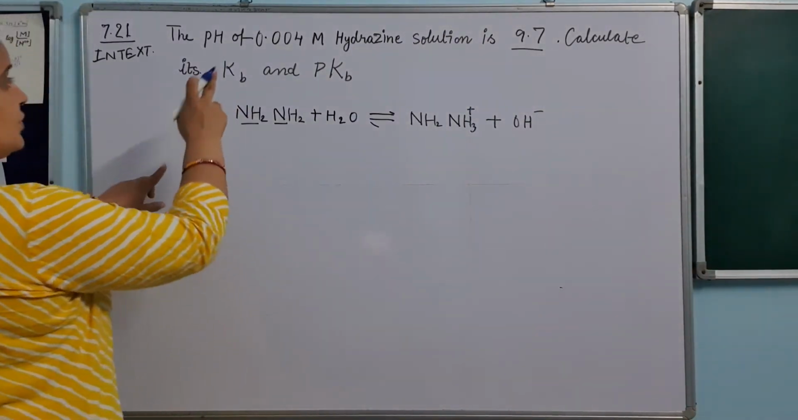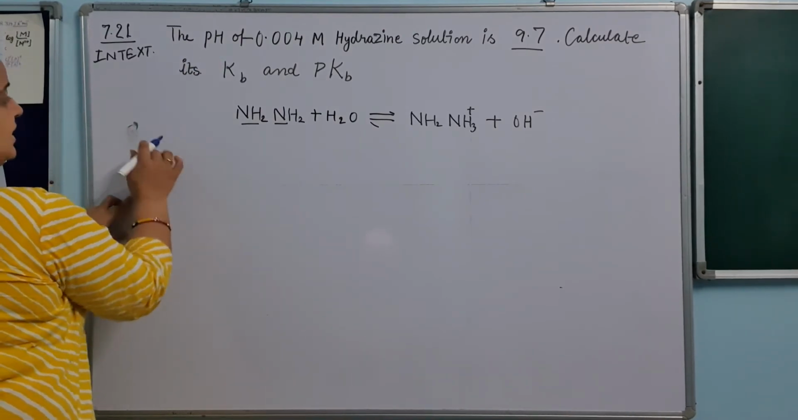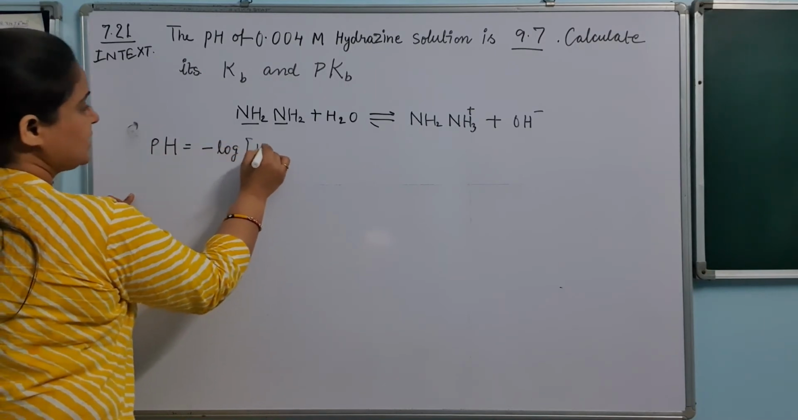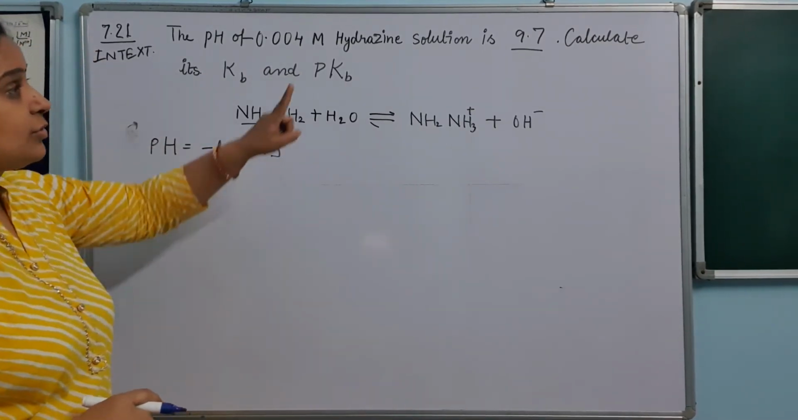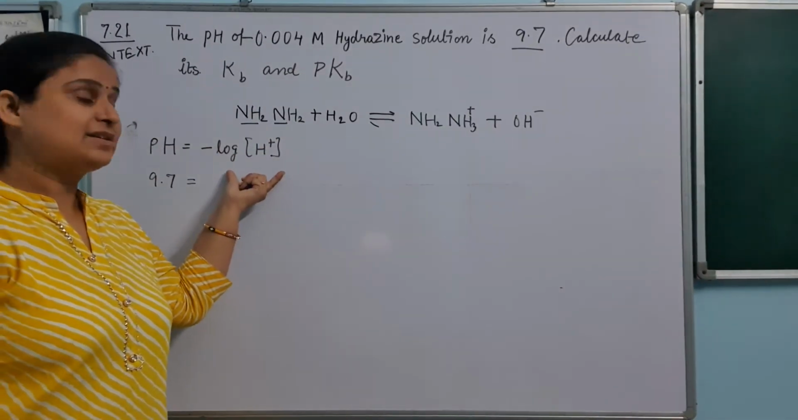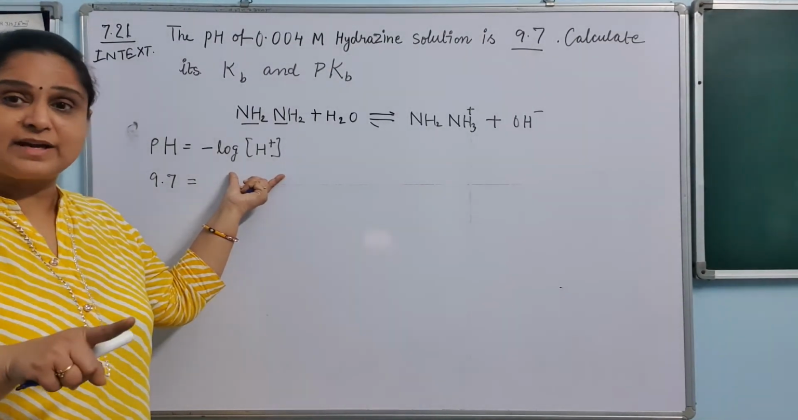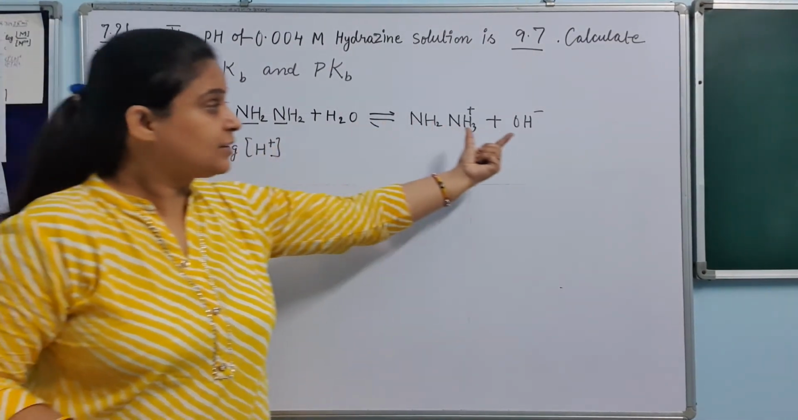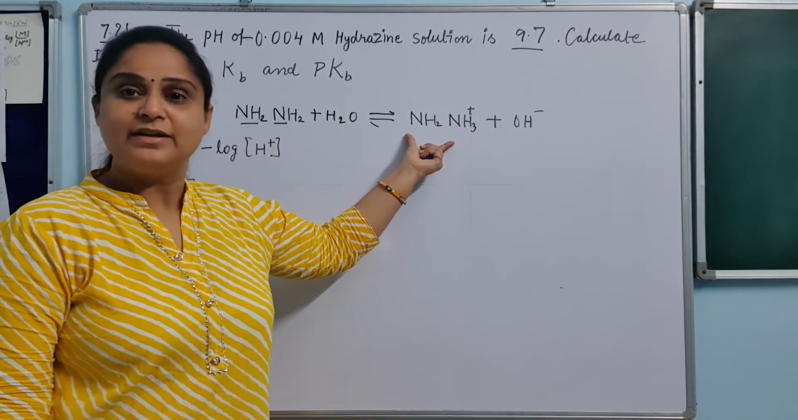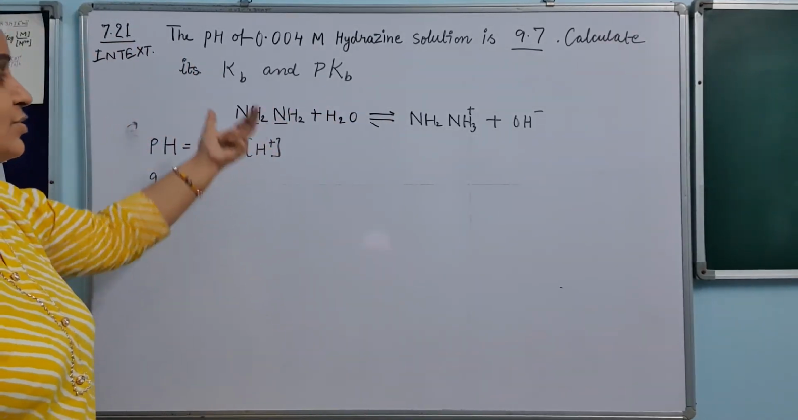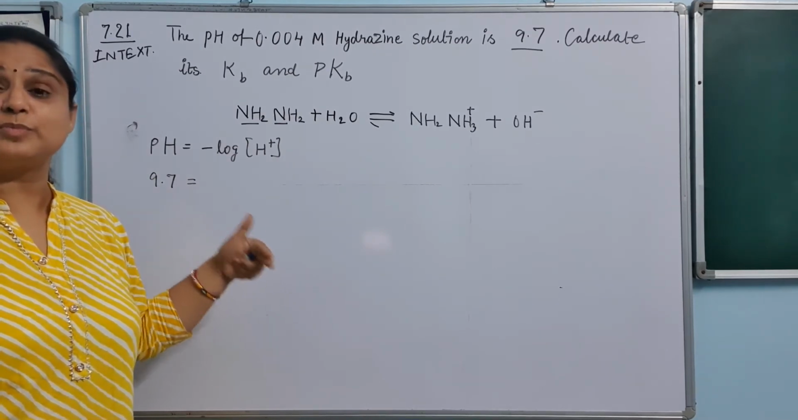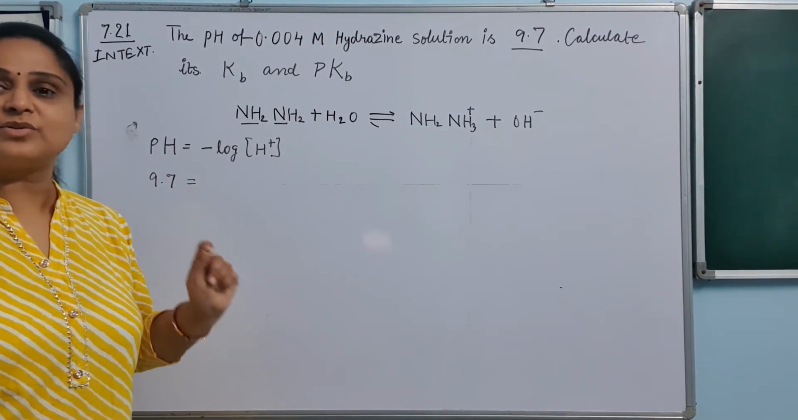So what is given to you? You are given the pH. We know that pH equals minus log of H plus ion concentration. You are given the pH, it is 9.7. So you can calculate the H plus ion concentration, then you can easily find the OH minus ion concentration. Once we know the OH minus ion concentration, the same concentration will be of the conjugate acid, so we can calculate the Kb also, because when we write the equilibrium constant for this, it will be named as the equilibrium constant for base, but it is called the ionization constant of base.